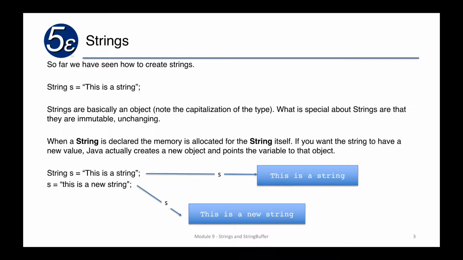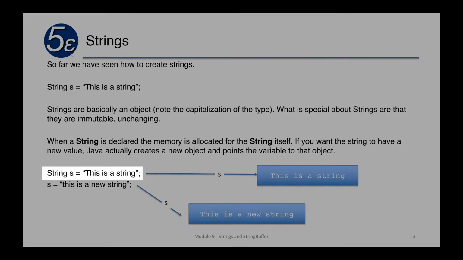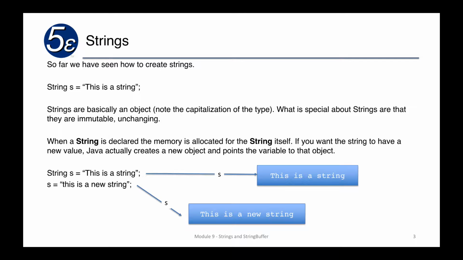We have the variable s of type String, and we assign it "this is a string," where the double quotes encapsulating a sequence of characters is a literal string. What this does is actually create an object. It creates an allocation of memory, and strings are basically immutable, which means you cannot change them. So if we do String s = "this is a string," this particular one creates an object in memory, and s is pointing to it.